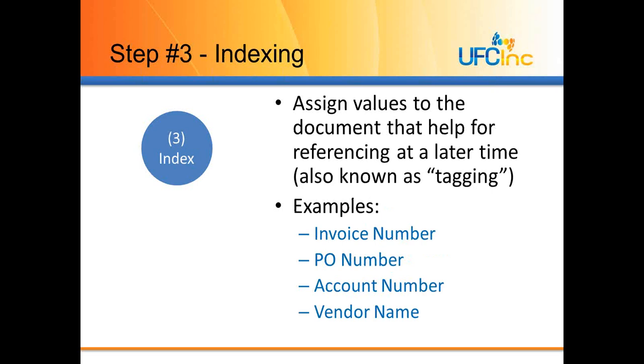Step number 3 is indexing. Now, we really use indexing to assign values to the document that help for referencing it at a later time. And sometimes this is known as tagging a document. Some software call this metadata for a document. Examples of this would be invoice number, or PO number, account number, vendor name. These are different values that we could assign to a document that would help us reference it at a later time or pull it down at a later time.